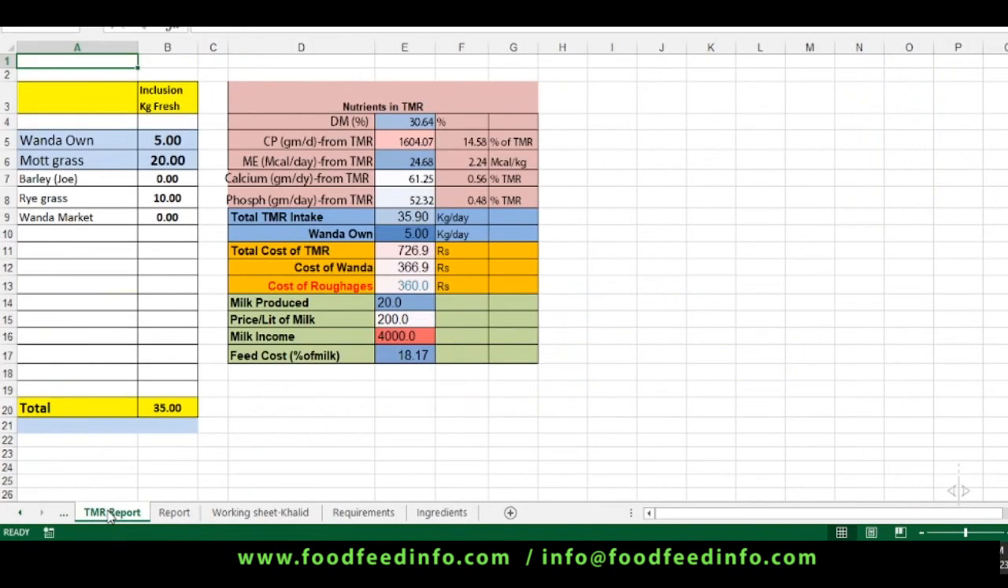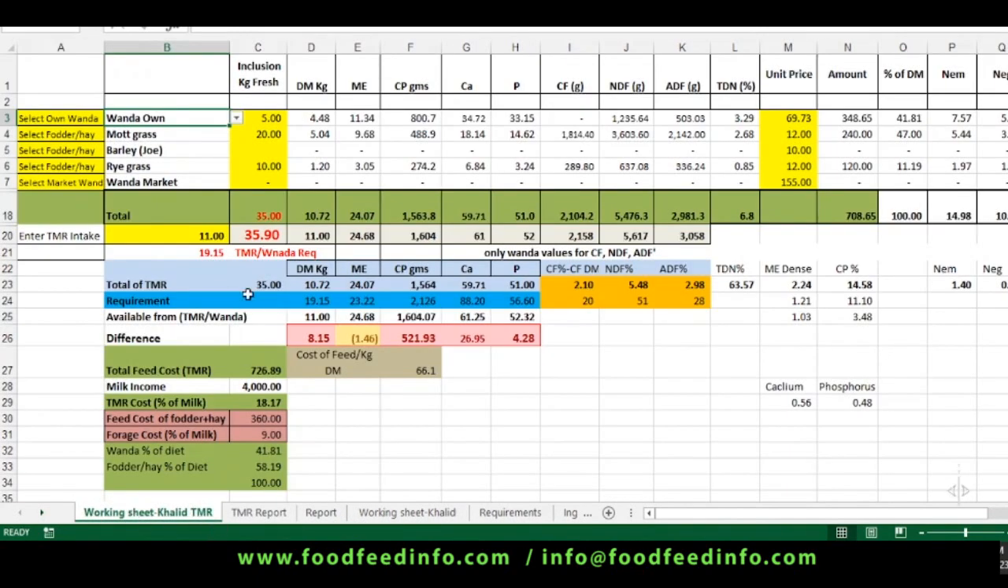Now come to the next point. We have to prepare the TMR. So click on the working sheet, TMR. And here you have to choose your own Vanda or whatever is available, or if you are using a market Vanda, you can put it here. So these are the yellow cells which give you an indication of what you have to choose.